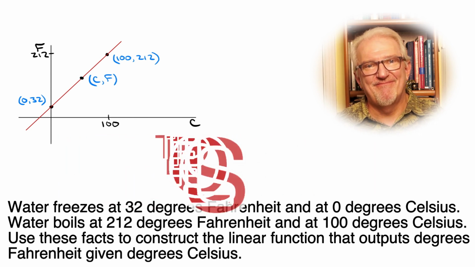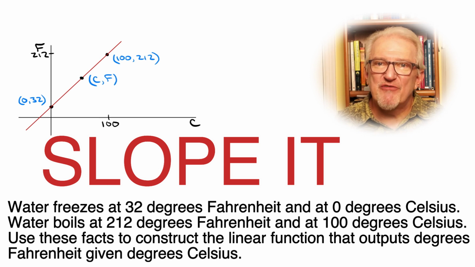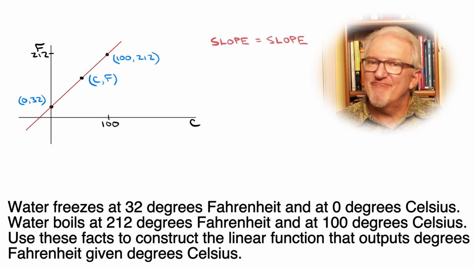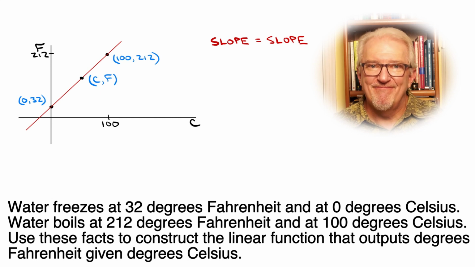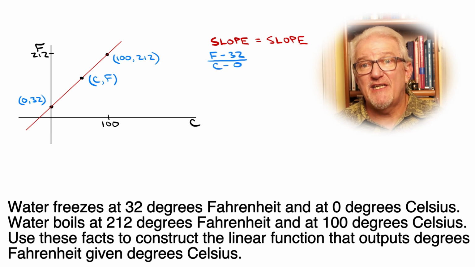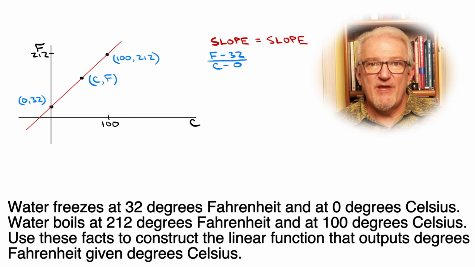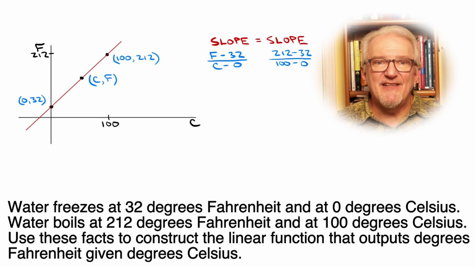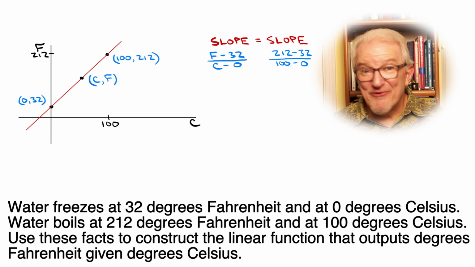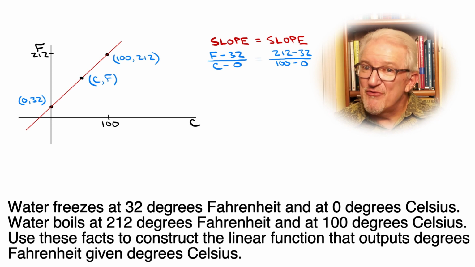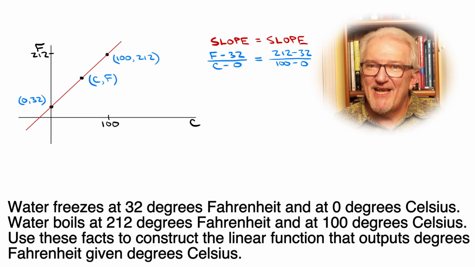Slope it. Again, the only equation that you need to remember when constructing linear functions is that slope equals slope. Using the points C, F and 0, 32, we can express the slope of our line as F minus 32 divided by C minus 0. We can also express the slope of our line using the points 100, 212, and 0, 32. And since slope equals slope, we have that these two expressions are equal to one another. And we can now move on to step 3.